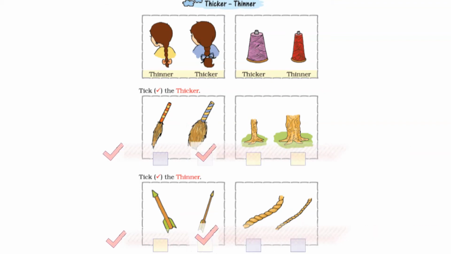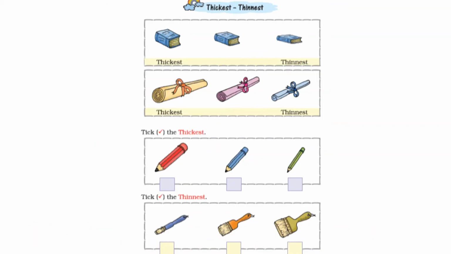Next, thickest and thinnest. There is a comparison of three books. The thickest book and the thinnest book. The thickest is the left one and the thinnest is the right one. The thick book is at the far left and the thin book is at the far right. Okay.